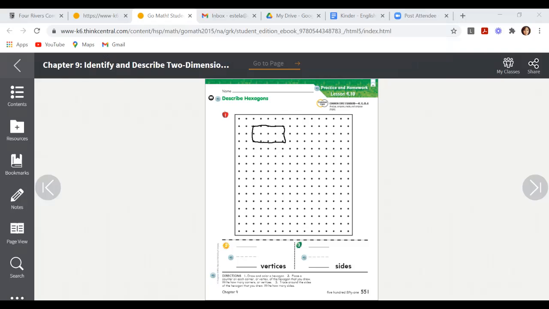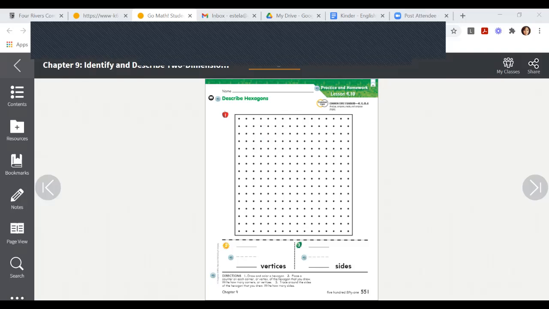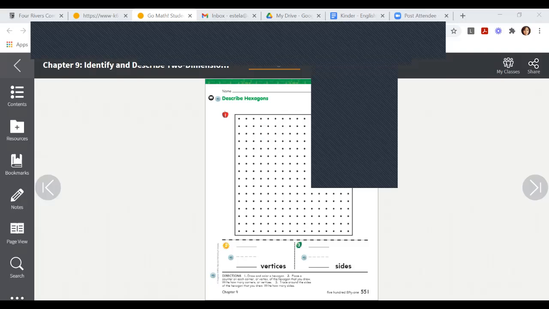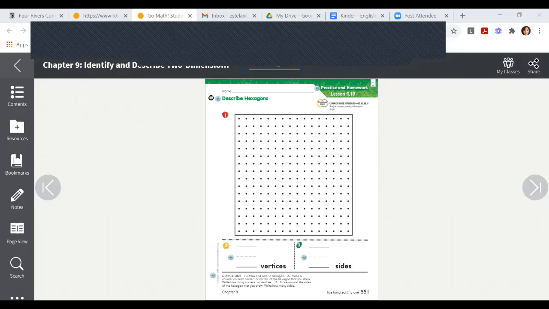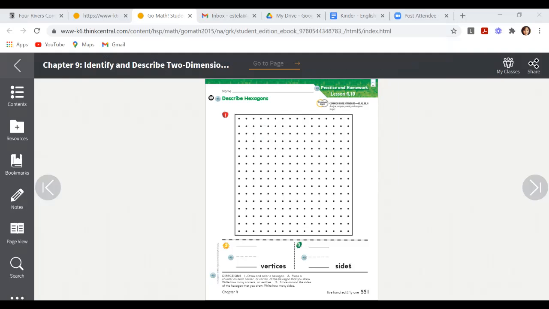I'm gonna ask. What else do I have? Sadie, is that a hexagon? No, it's not a hexagon. Good job, Sadie. Yeah, it's not a hexagon. A hexagon must have 6 sides and 6 vertices. Okay, so you need to draw a hexagon and then you need to count the vertices and count the sides and write the numbers.